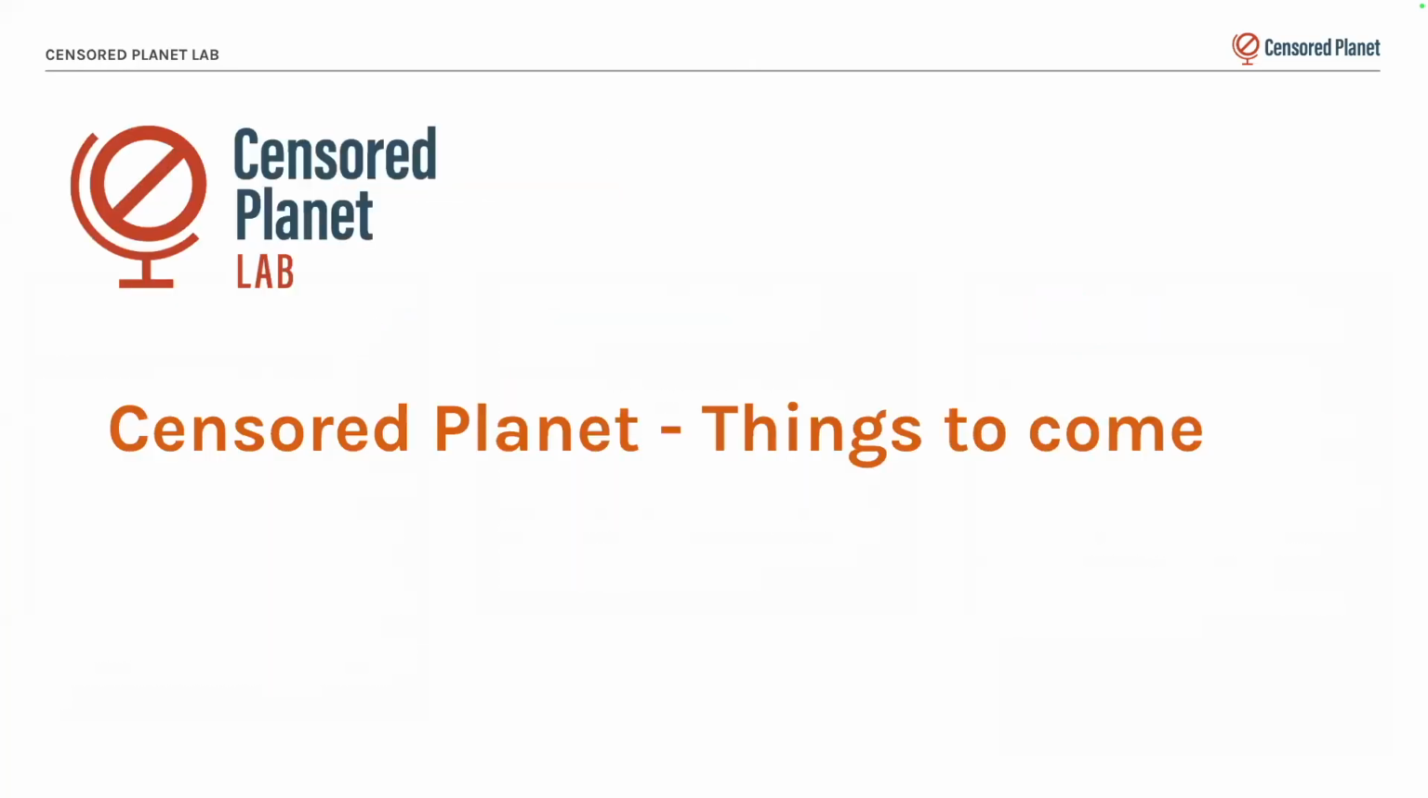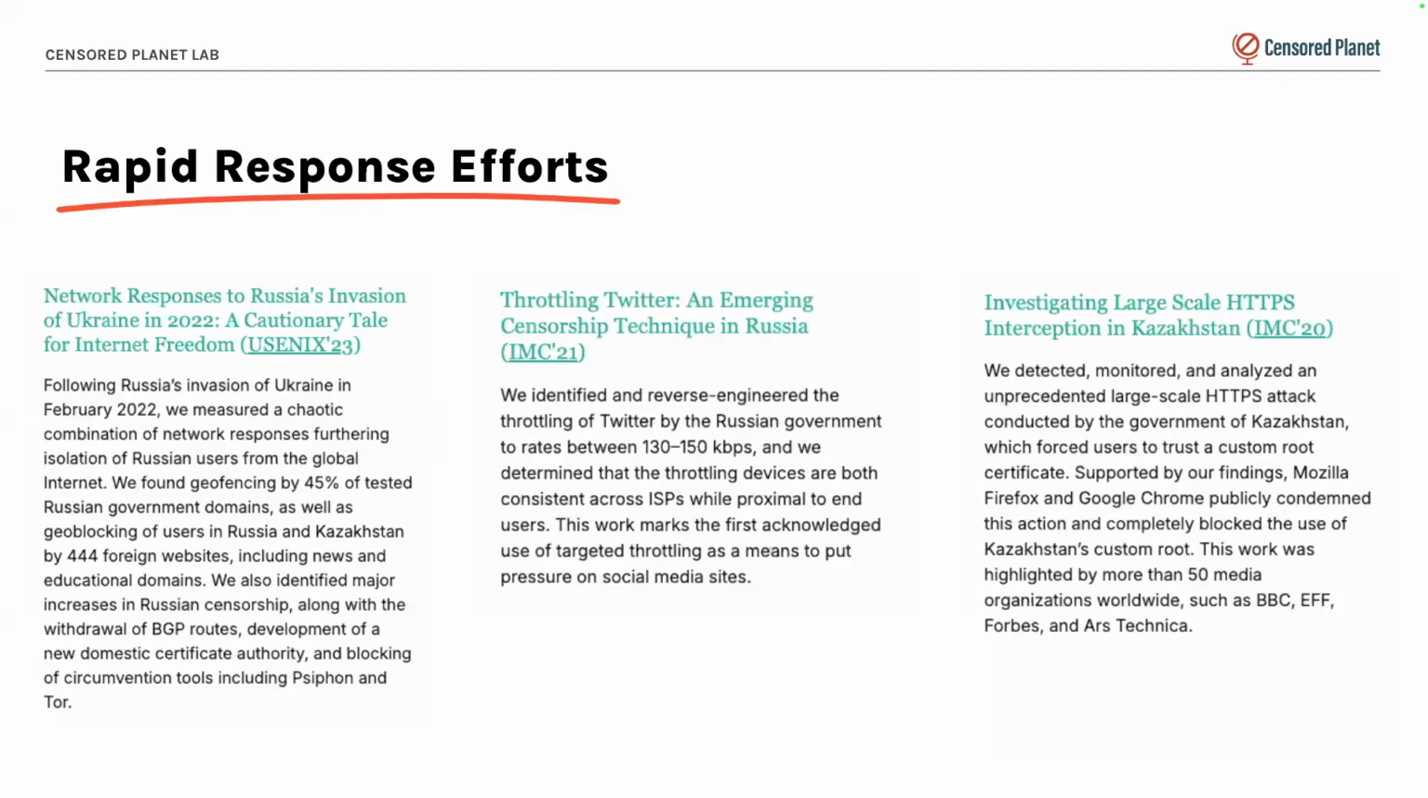Things to come: things that we want to specifically work on and focus on more in the future. One big thing is our rapid response efforts. In the past, we did a lot of digging into events that were popping up and scrambled the team together and said, okay, let's all focus on this together. Back then, we did a lot of rapid response use cases in Russia when it came to the throttling of Twitter, or the network responses we saw to the invasion of Ukraine, or also the HTTPS interception in Kazakhstan. These are efforts that we definitely want to focus on more.